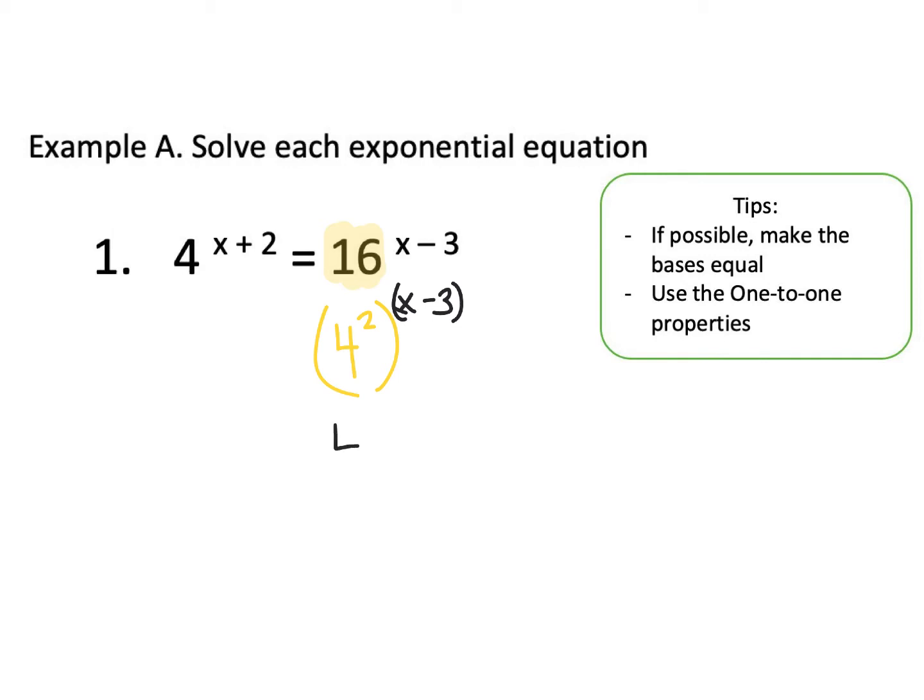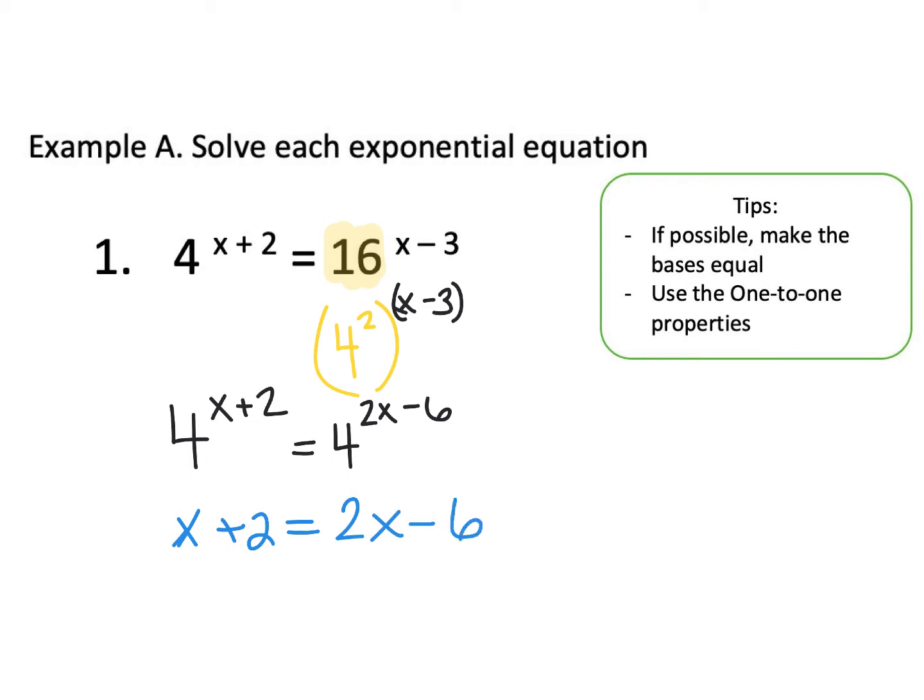So that's going to produce 4 to the 2x minus 6, and that's equal to 4 to the x plus 2. Now, because my bases are the same, by my one-to-one property, I know that my exponents have to be equal to each other. So x plus 2 has to equal 2x minus 6, and now I have nothing more than an equation in one variable. So I'm going to bring my 2x to the left, so I'll have negative x is equal to, subtract 2 from each side, negative 8, and divide by negative 1, and I get that x is equal to 8.